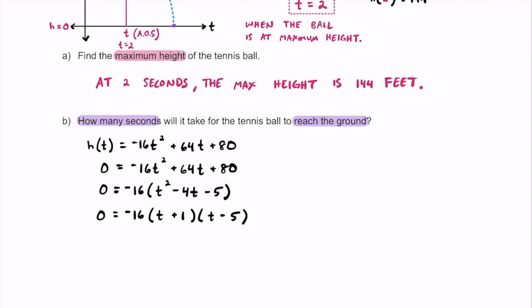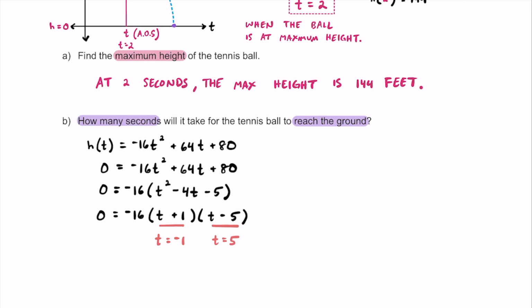Okay. If we then go ahead and see if we can find out when the right side would equal 0, the negative 16 is not important right now, but the opposite of positive 1 would be negative 1. So if t was negative 1, then the whole right side becomes 0. And if t here was equal to positive 5, then the whole right side would equal 0 as well.